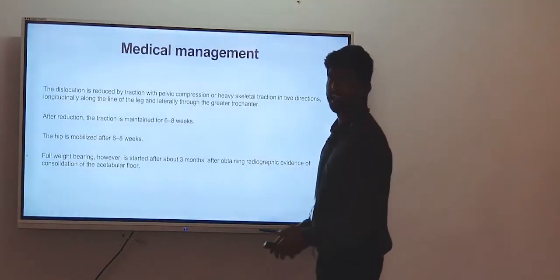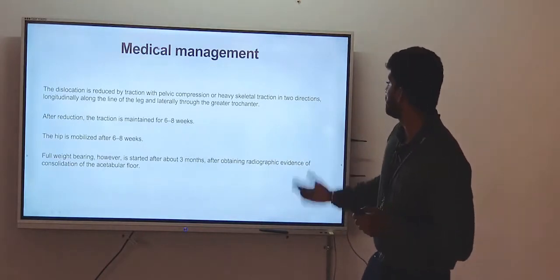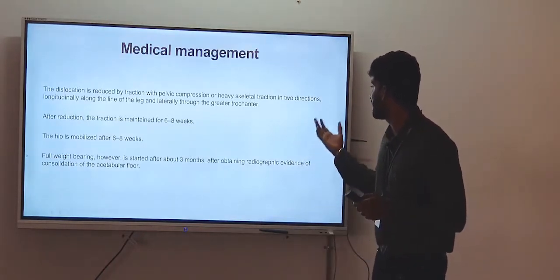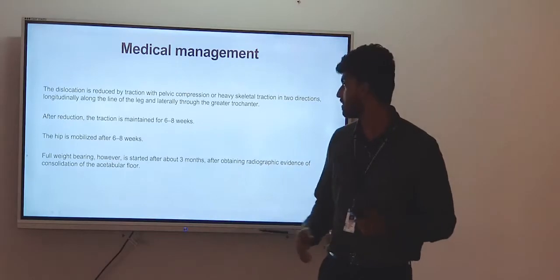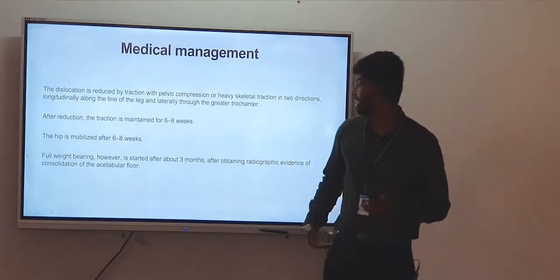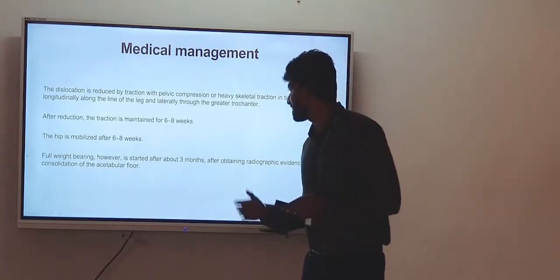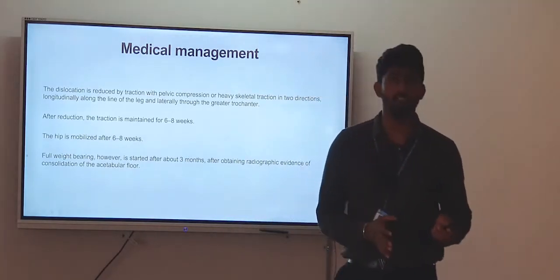So here, as per the medical manual, the dislocation is reduced by traction and pelvic compression or heavy skeletal traction in two directions, longitudinally along the line of the leg and laterally to the greater trochanter. After reduction, the traction is maintained for at least 6 to 8 weeks.